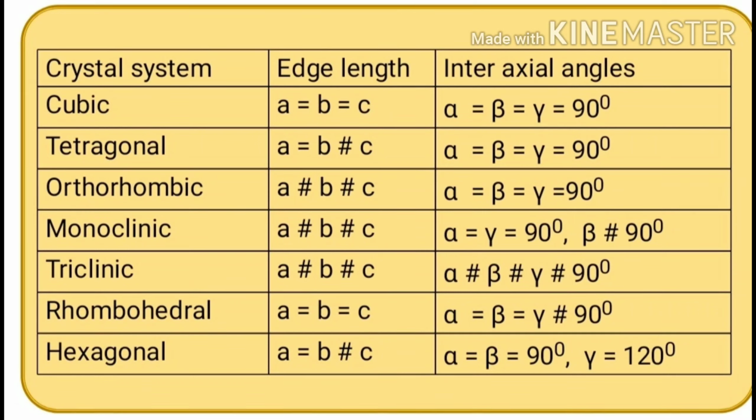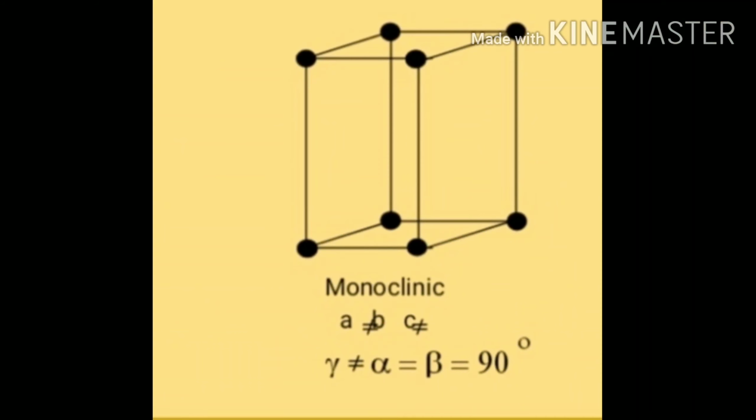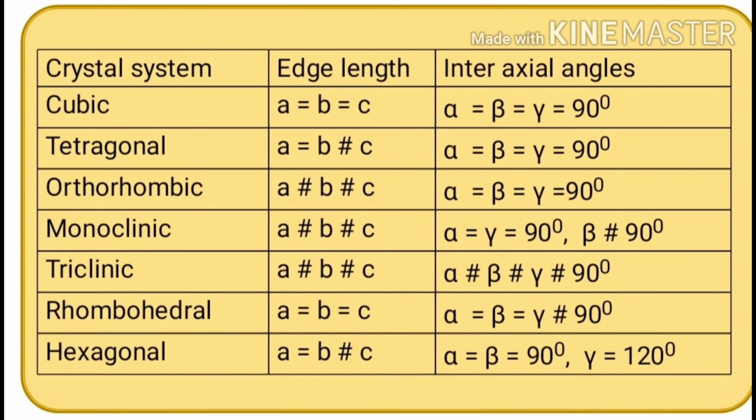In monoclinic, all edge lengths are not equal, and in interfacial angles, one of the angles, beta, is not equal to 90, while alpha equals gamma equals 90. You can see in diagram. In triclinic crystal system, all the edge lengths are not equal, and also all interfacial angles are not equal to 90. You can see in diagram.